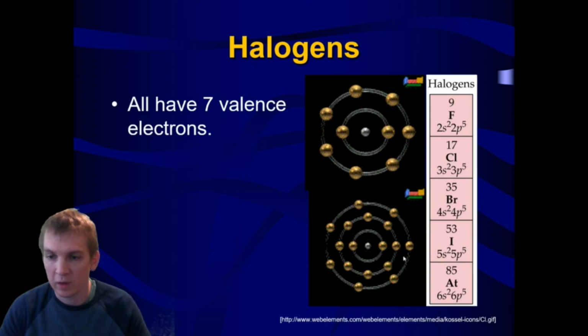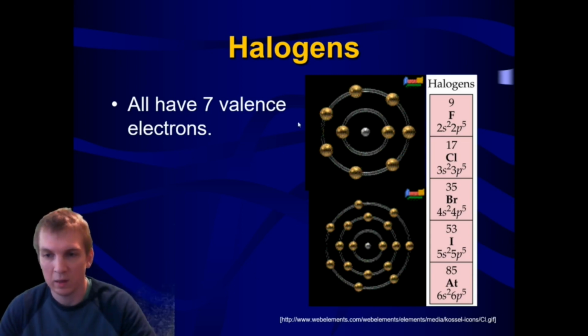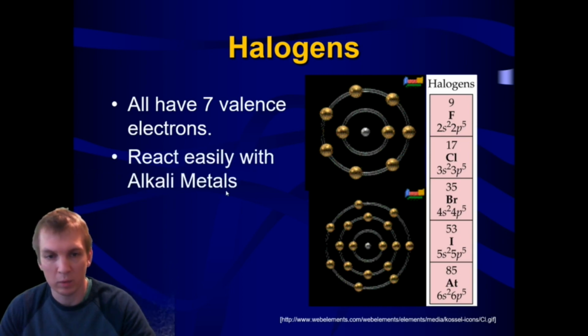Okay, and so it even looks kind of funny. If we take a look at fluorine, for instance, the outer shell is not really filled out. It looks asymmetrical, and so it's looking for that last valence electron to fill that outer shell and make it a little bit more stable.